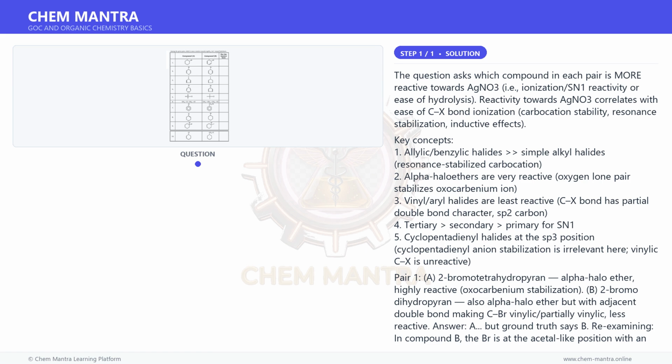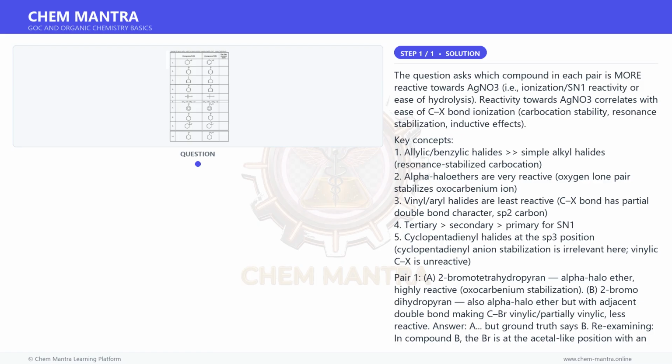Actually, for pair 4, A is bromobenzene, aryl Br, and B appears to be bromocyclopentadiene with Br on C1, sp2. Neither is reactive, but there is actually an allylic position on the cyclopentadiene ring. Re-examining, if B has Br on C1 sp2 of cyclopentadiene, it's vinylic. Aryl Br, A; vinyl Br, B. Ground truth, A. This makes sense if B is a vinylic bromide, less reactive than aryl.